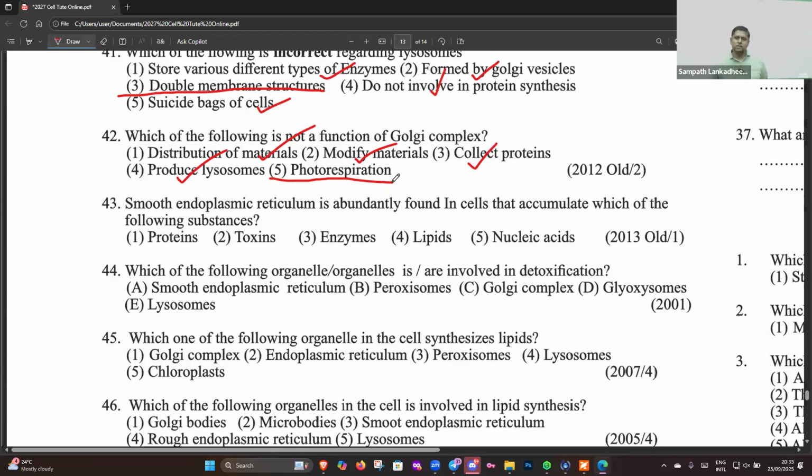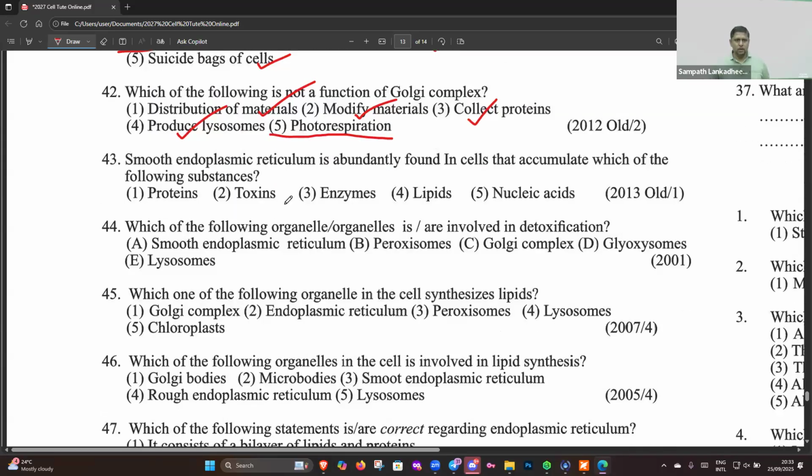Organelles like chloroplast, mitochondria, and peroxisomes carry out photorespiration. Next: smooth endoplasmic reticulum is abundantly found in cells that accumulate which of the following substances? That's a tricky question. I would like to know the answer from you. Who's going to tell me?